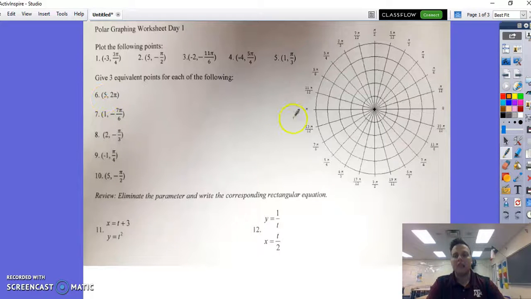Okay, 5, 2 pi. Where is that going to land? Let's see. Radius 1, radius 2, radius 3, radius 4, radius 5. 2 pi, I go around the circle one time. Bam. All right, so there I am. So now it wants us to think of 3 other ways we can say this. Okay, well, let's ask ourselves, did we move up or down at all, really? No. So we could also say that this is the point in polar 5, 0.